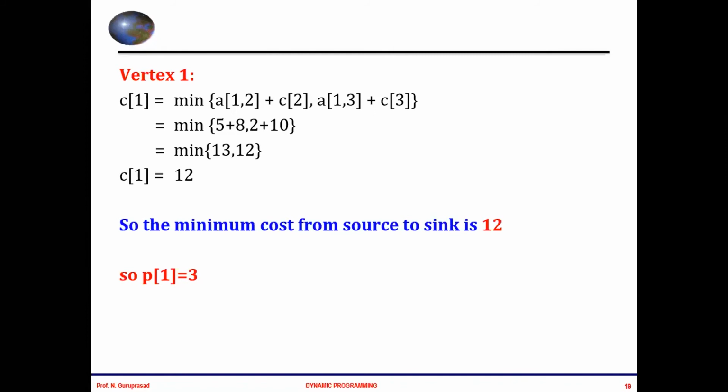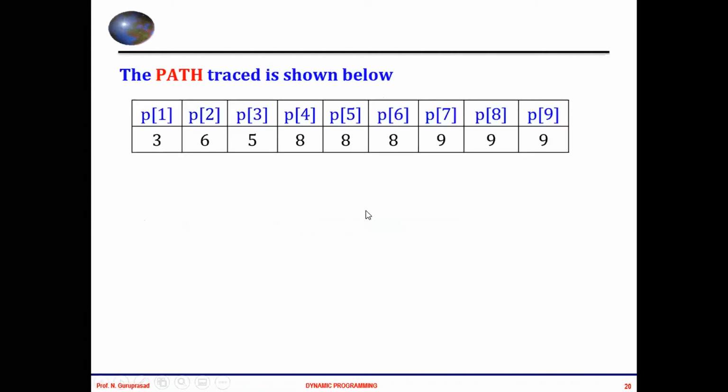Okay, so what you have to do is you have to prepare a small table now like this. The path traced is shown below. Okay. So write down P of all the 9 vertices, P of 1, P of 2 up to P of 9. Now to print the path, what you will do is, what is your source vertex? Your source vertex was 1. So first print source 1.